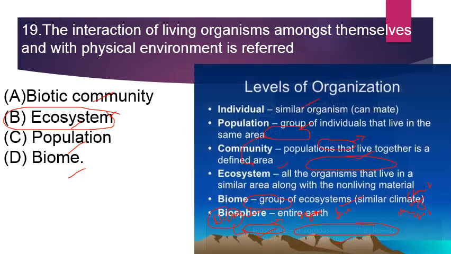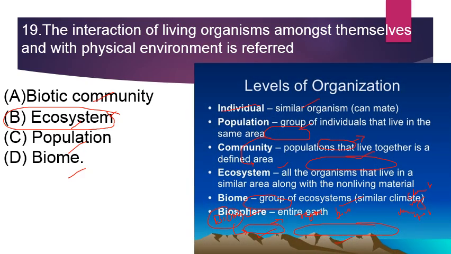So it starts with individual, similar organism, then population, group of individuals that live in same area and can interbreed. These are of same species and community. बहुत सारी जो populations हैं, they combine to form community, then ecosystem, biome and biosphere.